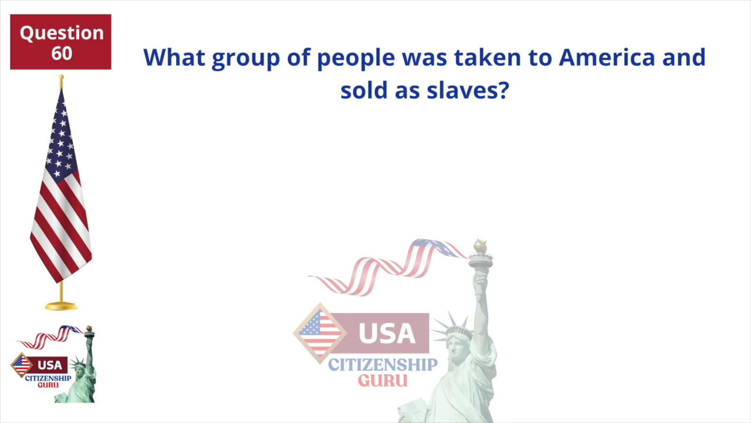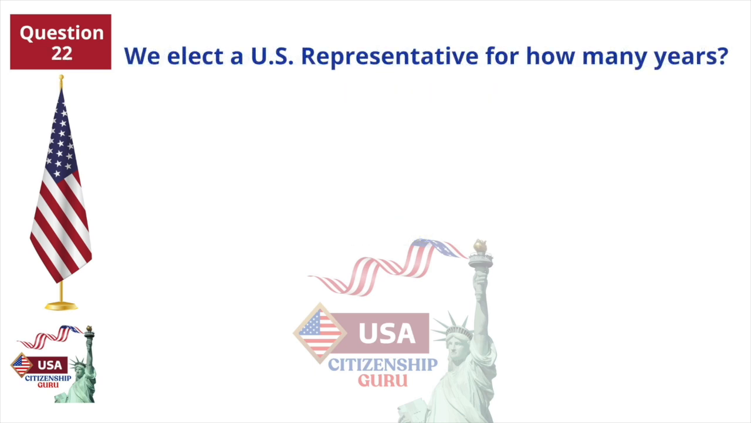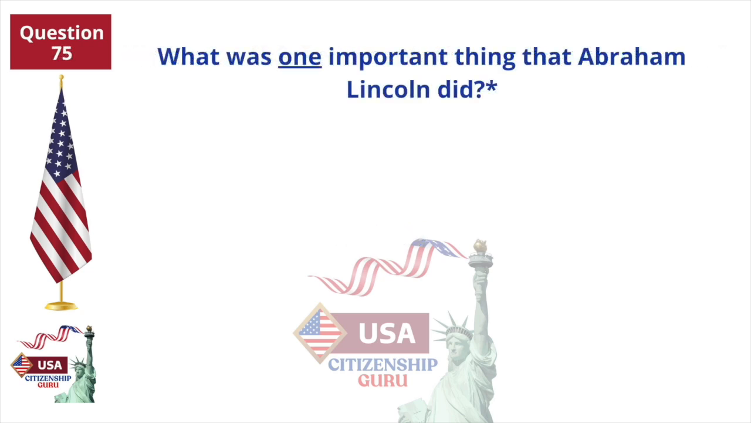What group of people was taken to America and sold as slaves? Africans. We elect a U.S. representative for how many years? 2. What was one important thing that Abraham Lincoln did? Freed the slaves.